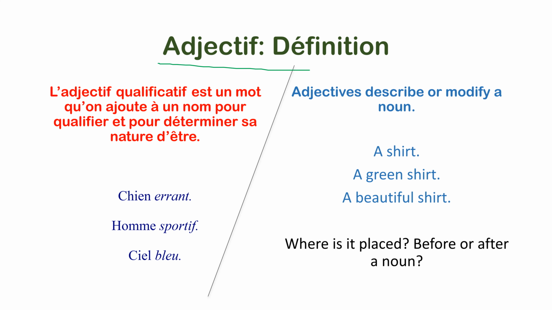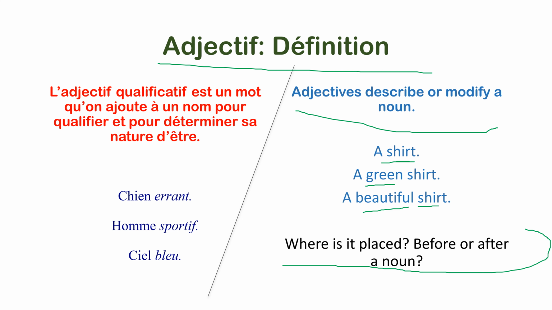So let's just start with the definition. Okay, we'll start with the English one first. What is an adjective? In English, an adjective describes or modifies a noun. A shirt. There is no adjective, we simply have your noun here. If we add a green shirt, then green is an adjective. It describes or modifies a shirt. A beautiful shirt does the same. Beautiful is an adjective. Shirt is the noun.